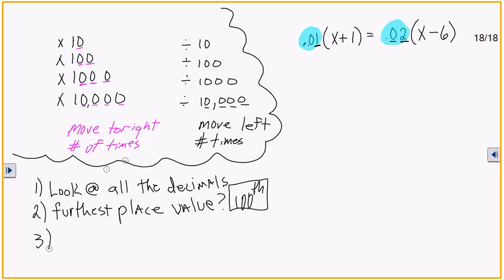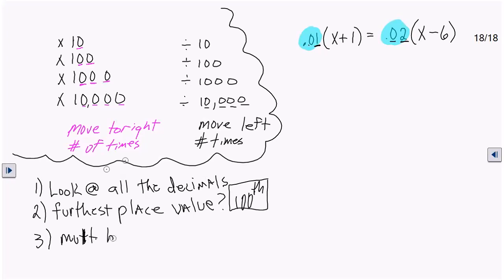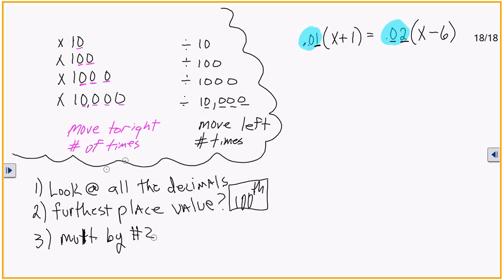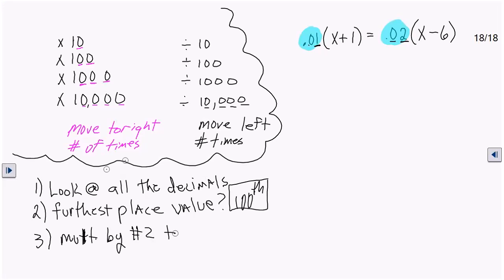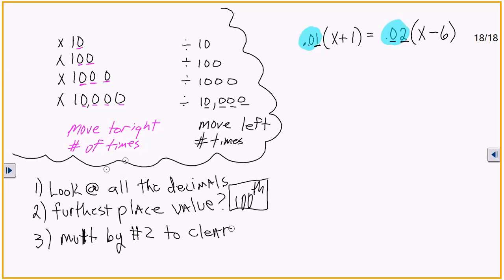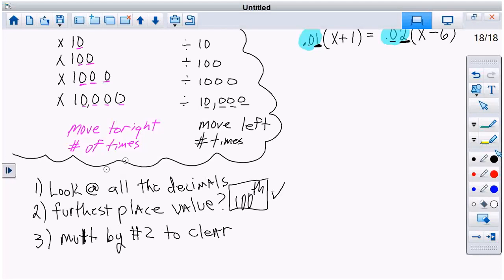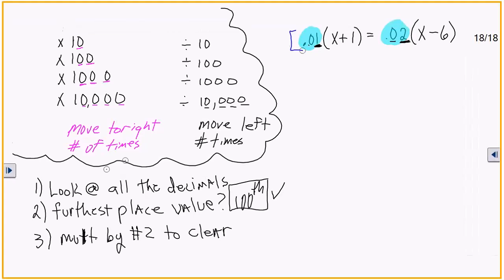Three. Multiply by whatever the furthest place value is, to clear. So I come up with the hundredth place value here and the hundredth place value here, so I'm going to multiply everything by 100. When I multiply by 100, I move the decimal two places to the right. And that gives me 1 times x plus 1 equals 2 times x minus 6.